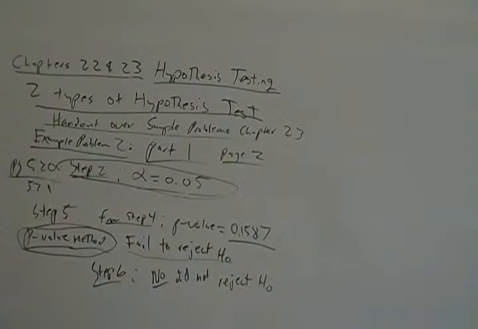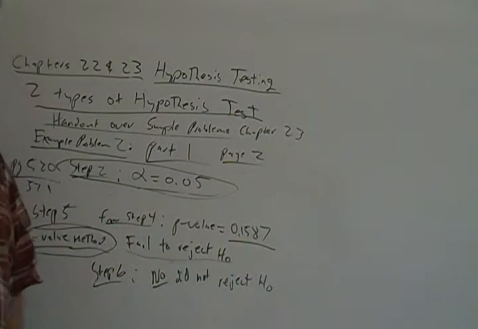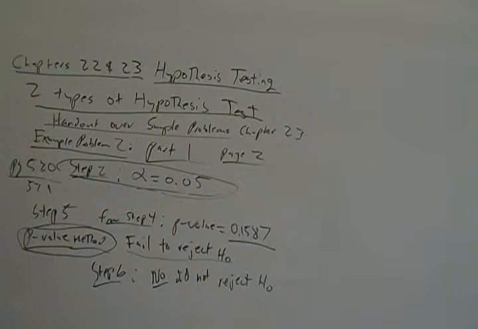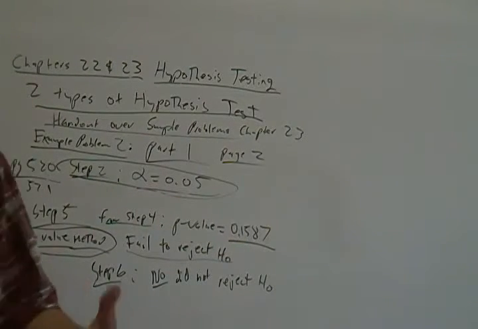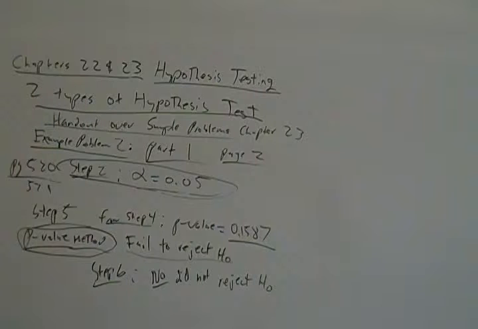So all we say, we're not saying the claim is false. All we're saying is we do not have sufficient sample evidence to support the claim at this significance level. So we just say, at a significance level of 0.05, we do not have sufficient sample evidence to support our claim that the mean body temperature of all adult healthy humans is greater than 98.2 degrees.